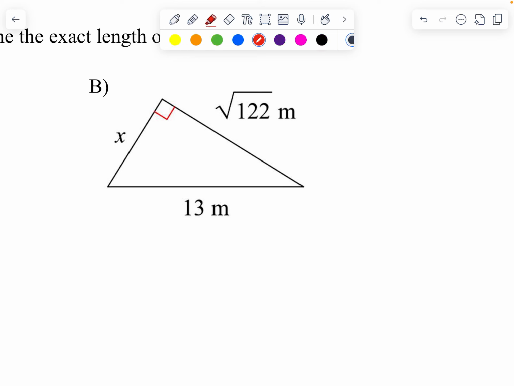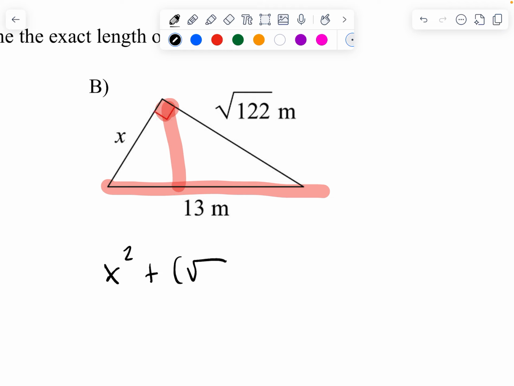Okay. All right, example B. Similar idea, your hypotenuse is across from the right angle, so 13 is the hypotenuse. So when we set this up, leg squared plus other leg squared equals hypotenuse squared. Now 13 squared is 169, x squared is just x squared.